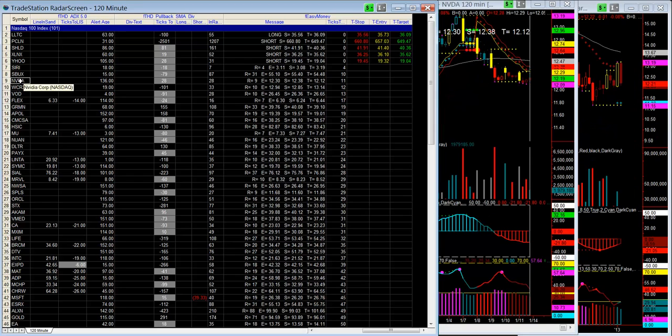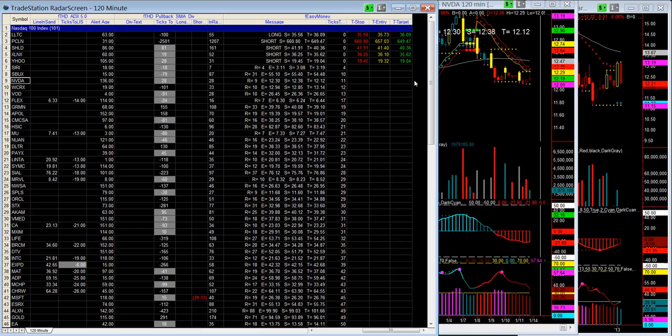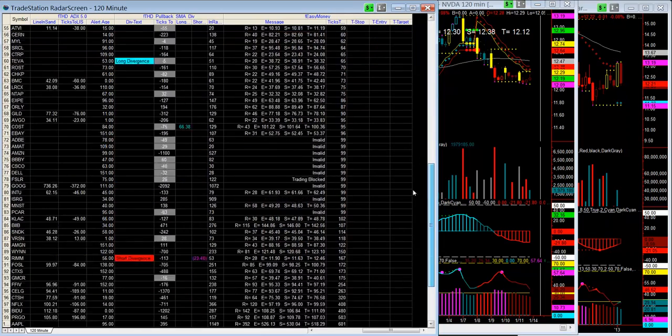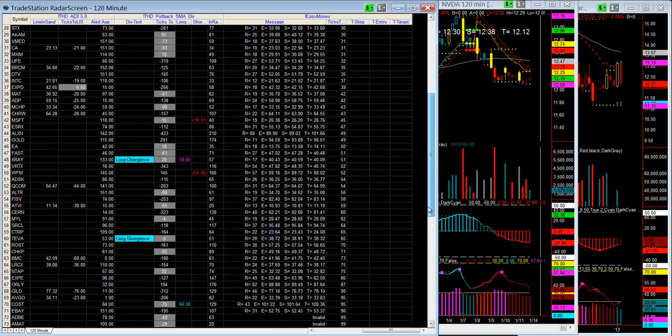We have NVDA. In this one, you have had divergence over on the weekly. You have not had divergence from the highs yet. In fact, I need another bar to actually give me divergence off the highs. So that's not one I would want to take. Any of them that have 99, either you're already in the trade or it is blocked.